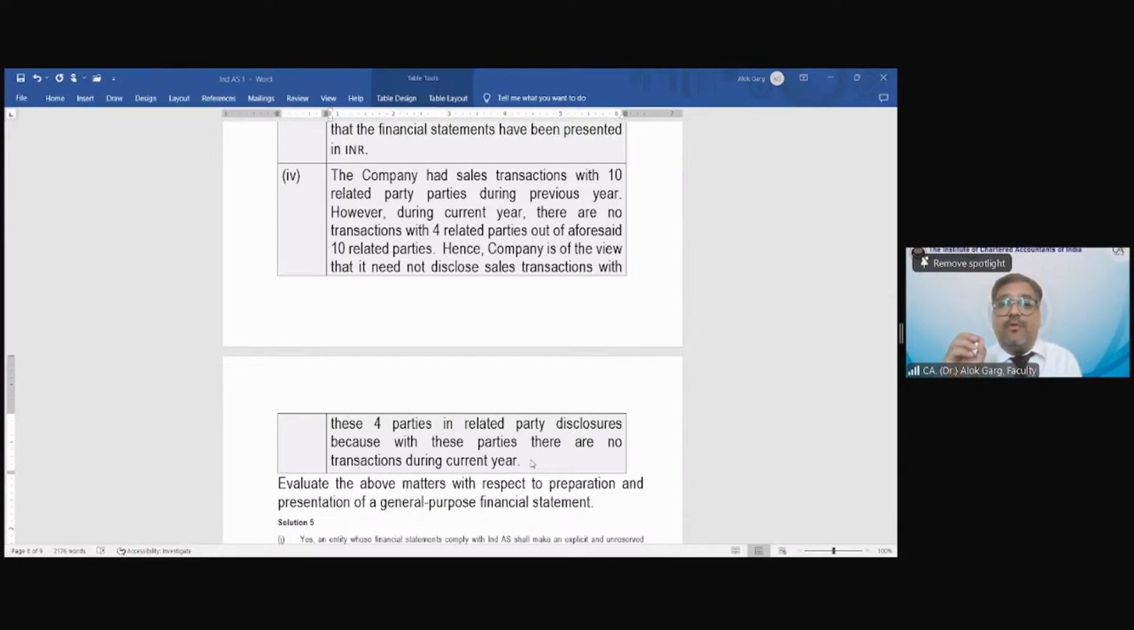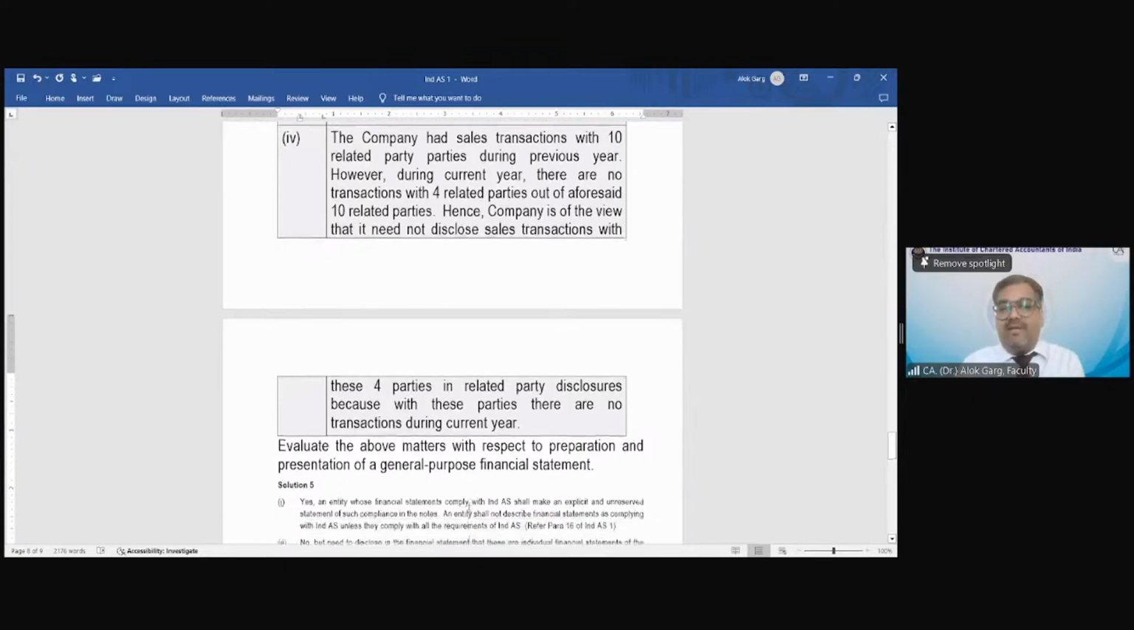So the entity has to provide all the comparative information for the last year, so that the comparison can be drawn. Otherwise, if the company does not give this related party disclosure for these 4 related parties, how will the comparison be drawn? How will the user understand that these are the 4 related parties with whom the transaction was there in the last year, but not in the current year? They will not be able to know. And hence it is important to give all the comparative information, doesn't matter whether the transaction is there or not in the current year.